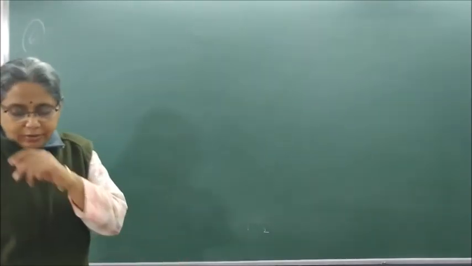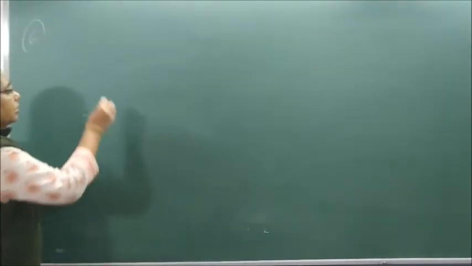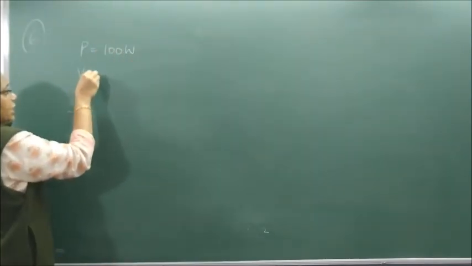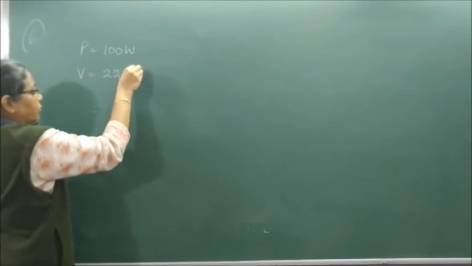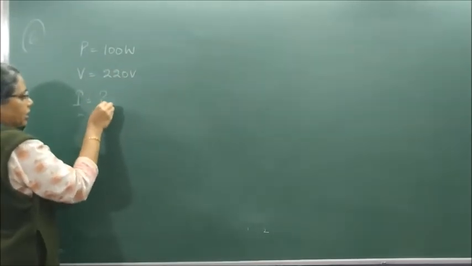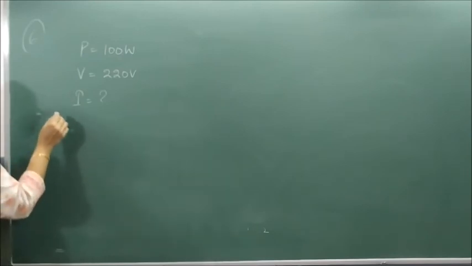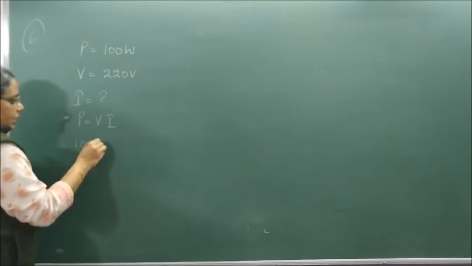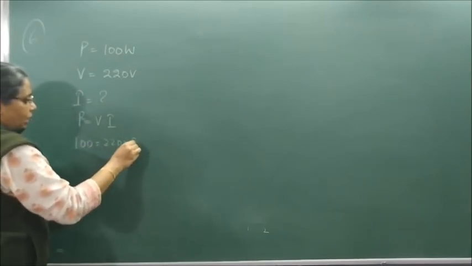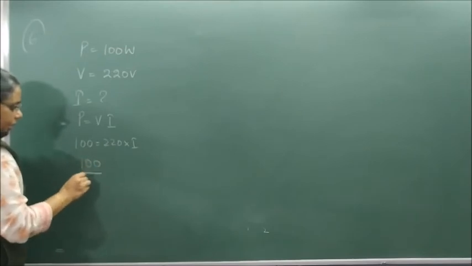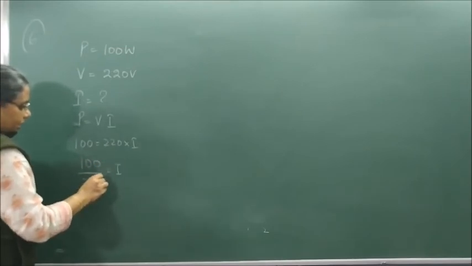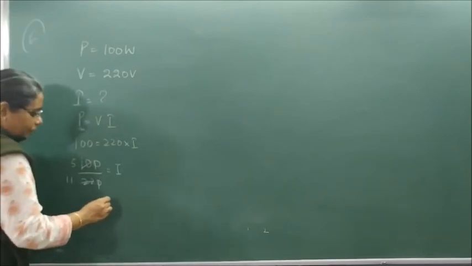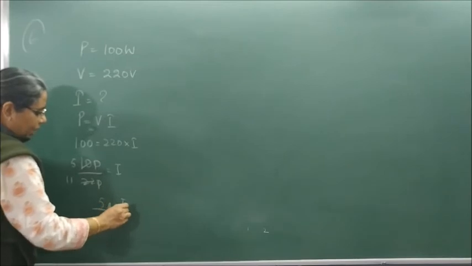So first part, let us write what is given. Power is given as 100 watt. V is given as 220 volt. I will calculate I. P is equal to VI. So 100 is equal to 220 into I. So 100 by 220 is equal to I. Cancel this, 2 fives are 10, 2 elevens are 22. So you get 5 by 11 ampere as I.